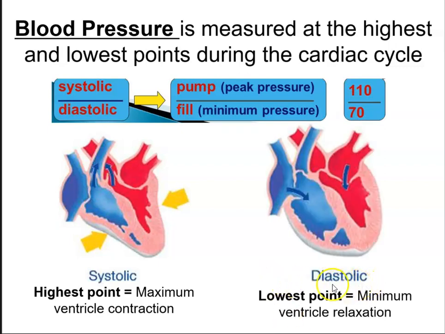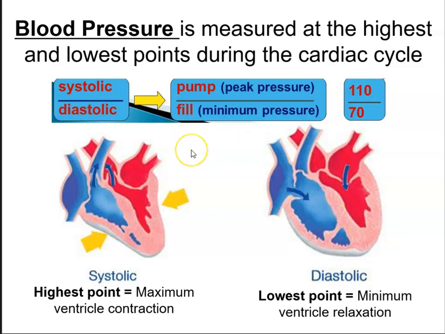Diastolic blood pressure, or diastole, represents the lowest point. This is minimum ventricular relaxation. Once blood has been pumped from the ventricles, either into the lungs or into the rest of the body, they relax to allow for filling of blood, or ventricular filling.